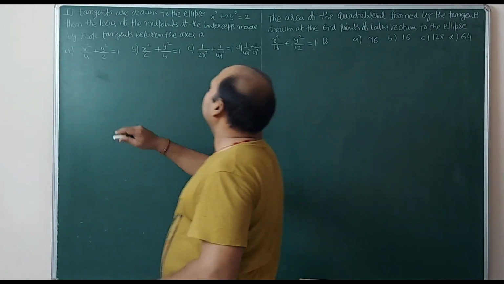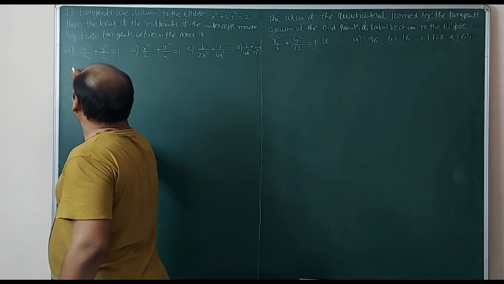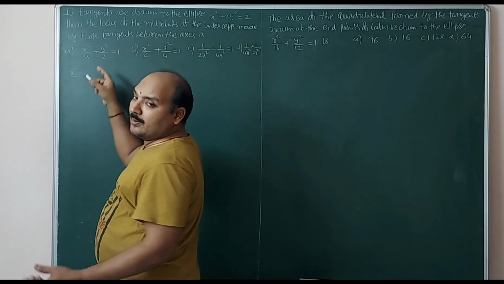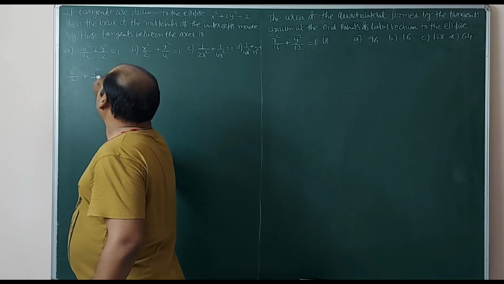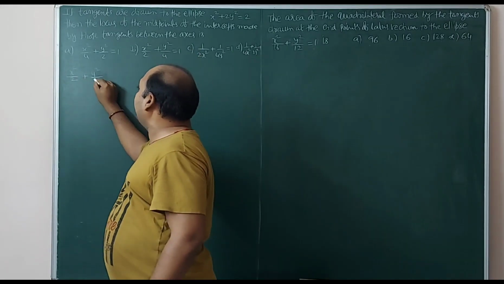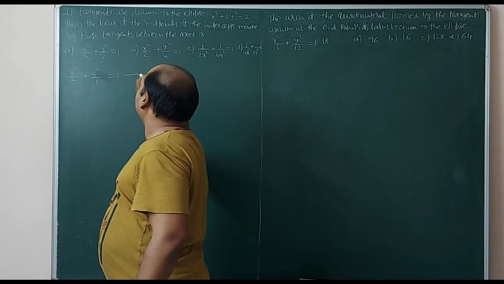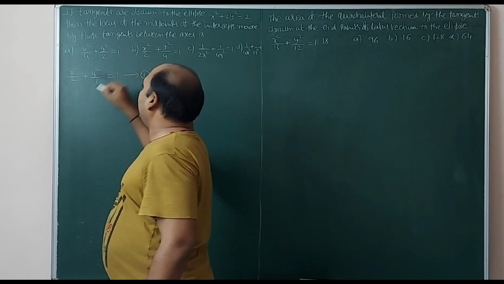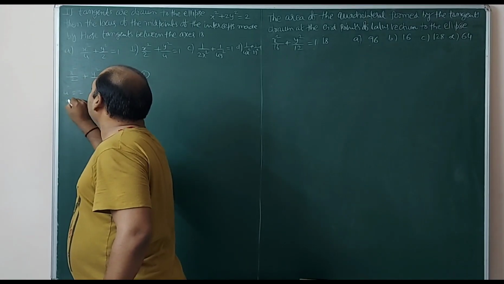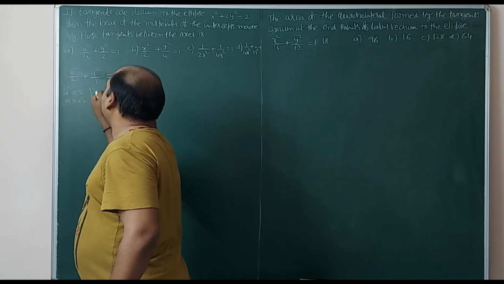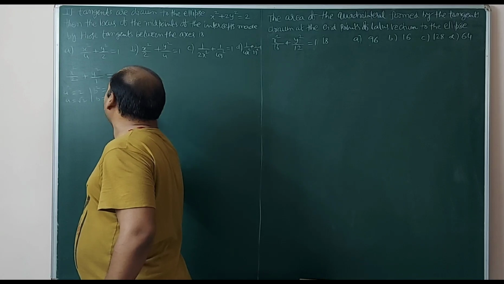So first the tangent equation we will calculate. What is the given equation of the ellipse? x² divided by 2. I am converting into the general form: x²/2 + y²/1 = 1. Equation number 1. a² = 2, a = √2, b² = 1, b = 1.